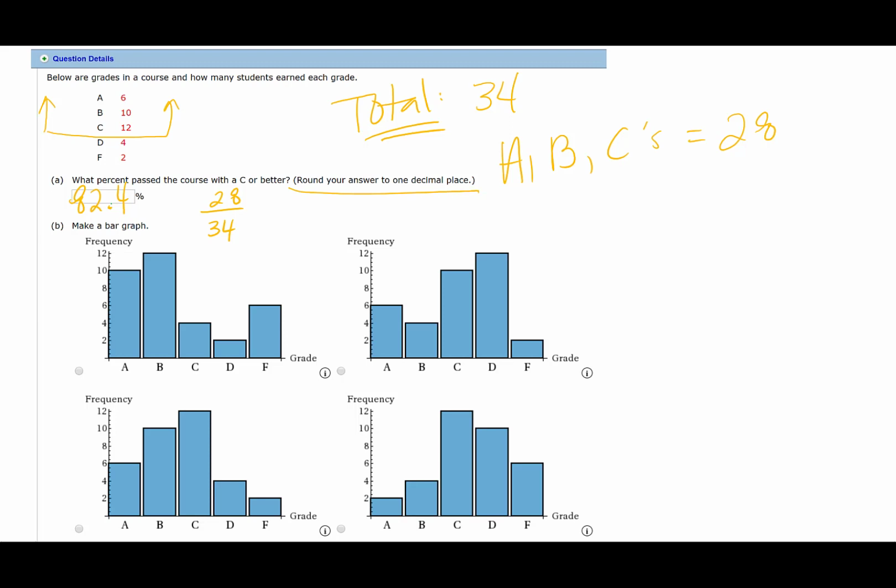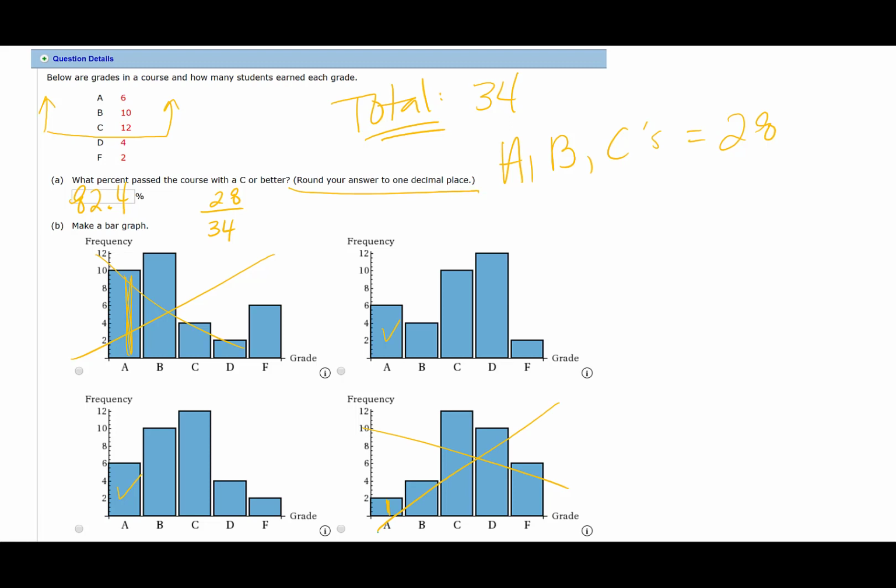Now it says make a bar graph, which because this is on WebAssign, we're really just matching which bar graph corresponds to the data above. There are 6 students who scored an A. If you look at this first choice, it looks like the A is up to a 10, so we're going to mark that off. The second choice to the right, it does say A goes up to 6 students. So does this bottom left one. But do you see the bottom right? A is only up to 2, and so we can eliminate that one.